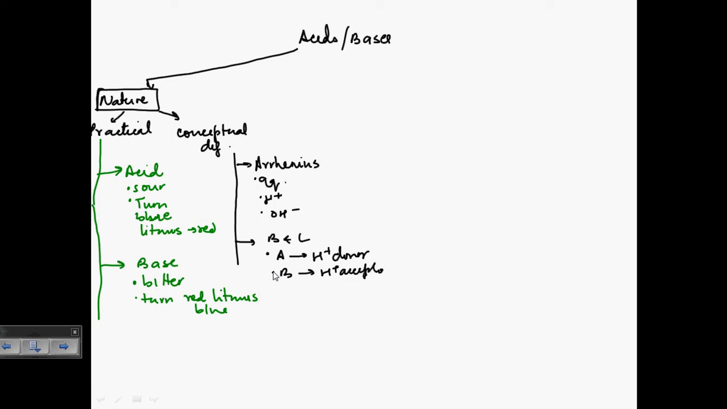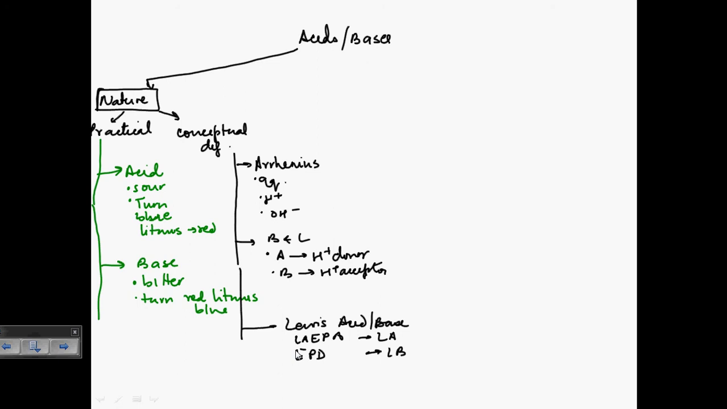And the third definition is Lewis acid and base, which is the broadest definition. In Lewis acid and base, remember LAEPA, Lewis acid electron pair acceptor, and Lewis base is electron pair donor.